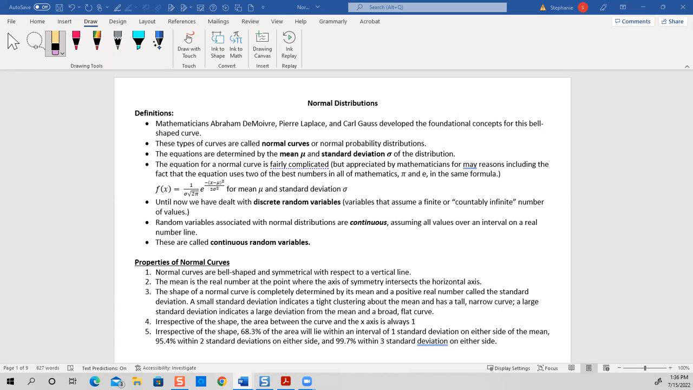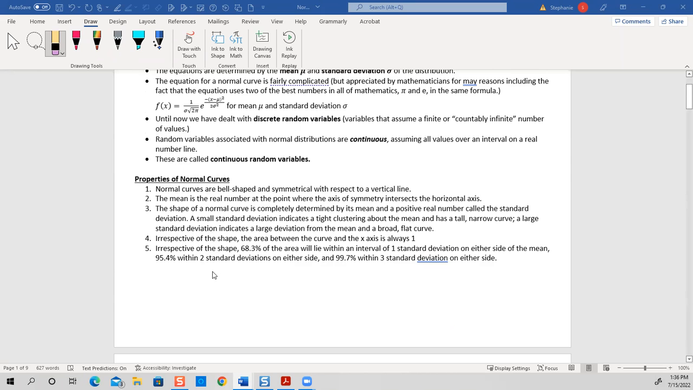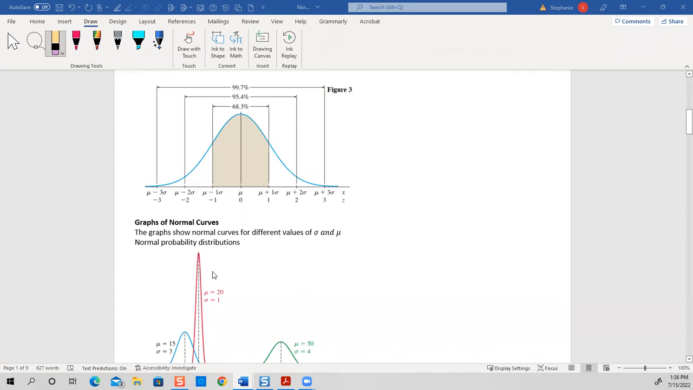Normal distributions. So take a minute to read over this helpful information over normal distributions. And I encourage you to pause this video. This next page here has a nice image and some helpful information about a normal bell-shaped graph.